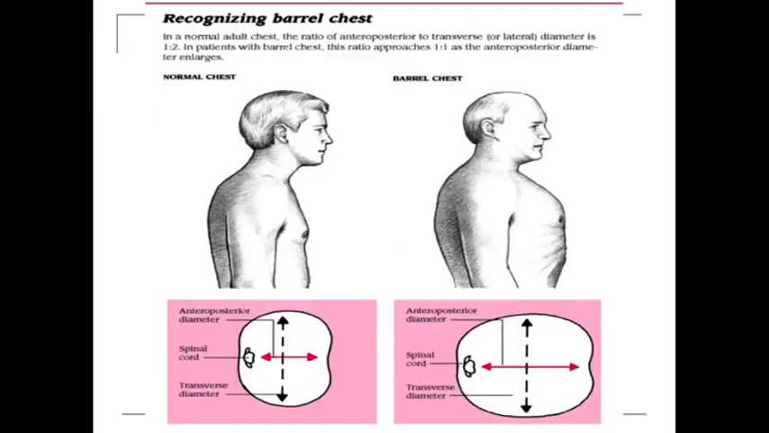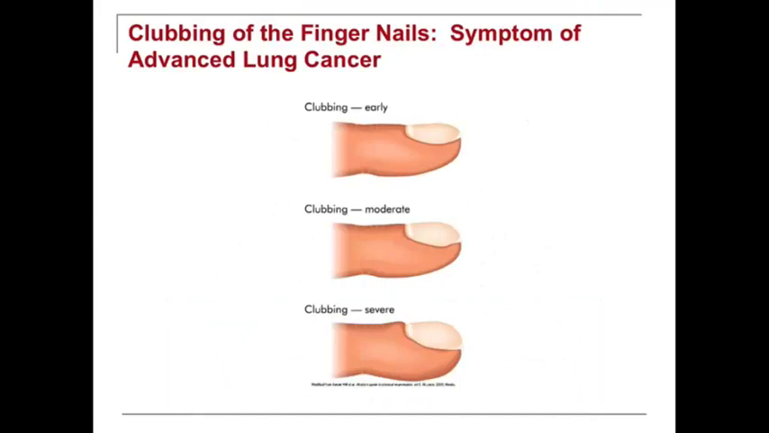Here's what a normal chest looks like on the left-hand side. There's the barrel chest on the right-hand side. Major, major difference. Increase in all of the secondary accessory respiratory muscles there.